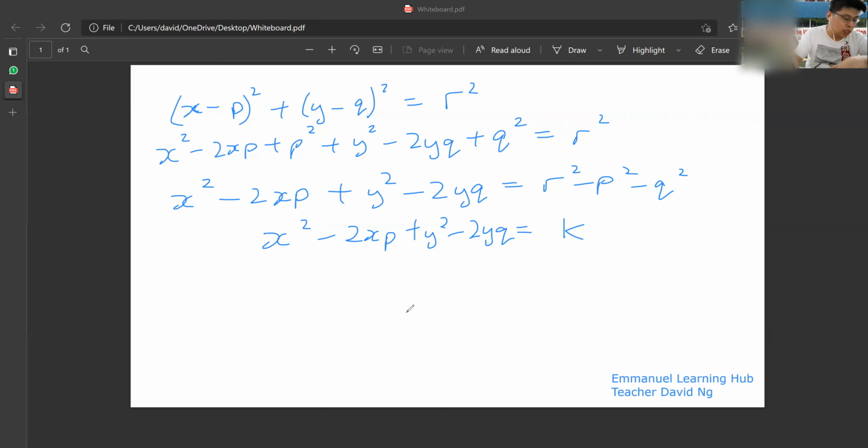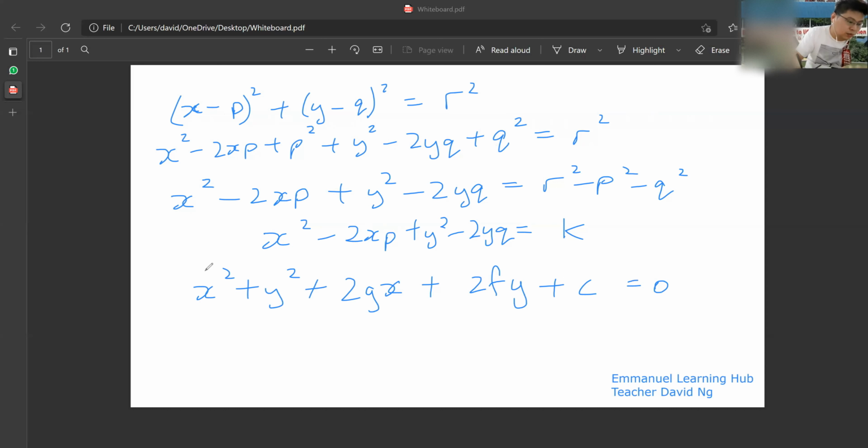Okay, and your minus p, let me see. They'll rewrite this as your x squared plus y squared plus, they call it 2gx, then plus 2fy plus c equal to 0. They'll write it out in this form. So this one is the same thing.